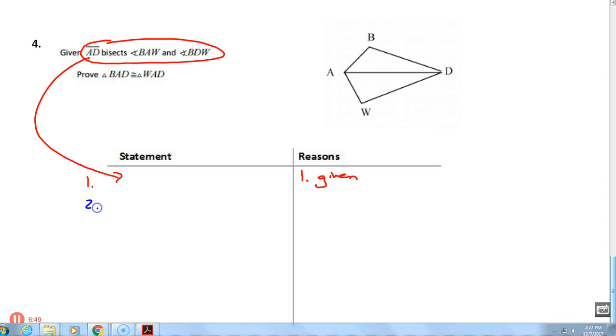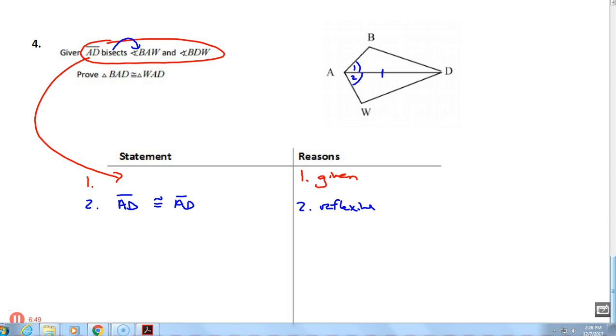Well, the first thing I see is they share a side. So I see that AD is a shared side. It's equal to itself. So we're talking the reflexive property. Again, use this one a lot. Then it says segment AD bisects or chops in half BAW. Well, where's BAW? BAW is this big angle over here, so it chops it up into 2 equal pieces.